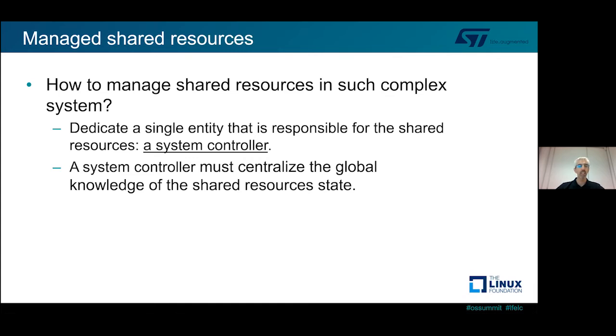So the idea now is to dedicate a single entity that will be responsible for sharing the resources, which we will call, in the coming slides, the system controller. It will be the main point of our system, and the system controller must centralize the global knowledge of the shared resources' state, which means that the shared resources at any moment have a state which must be known and can be requested by the different processors, and the system controller has a global and correct view at any time of the state of these shared resources.